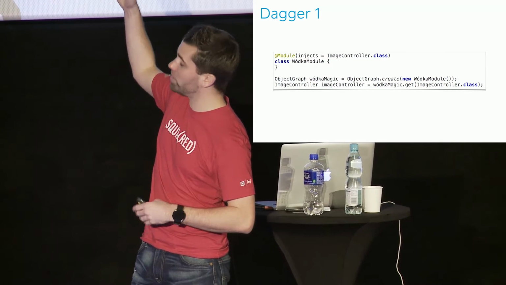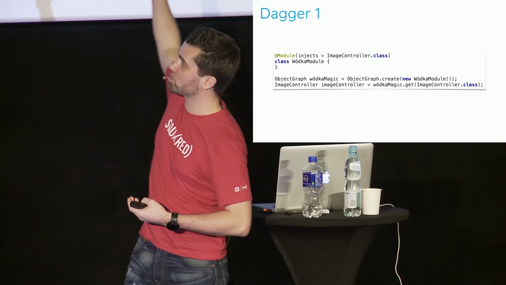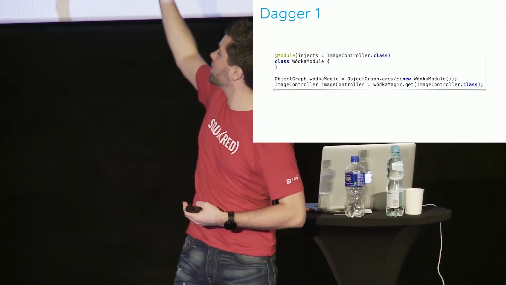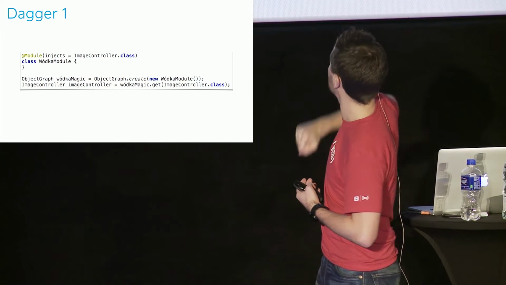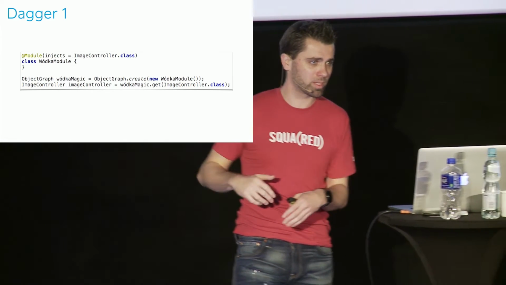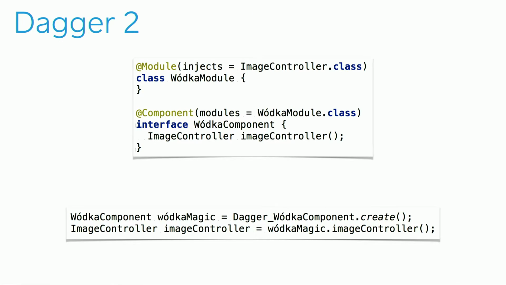And then I create an object graph from that module. So the module has all the information Dagger needs. And then when I say, hey, Dagger, give me an object graph, and, magic, give me an image controller, it just gives me that. It just works. Dagger 2 is slightly different. So you still have the module as before.